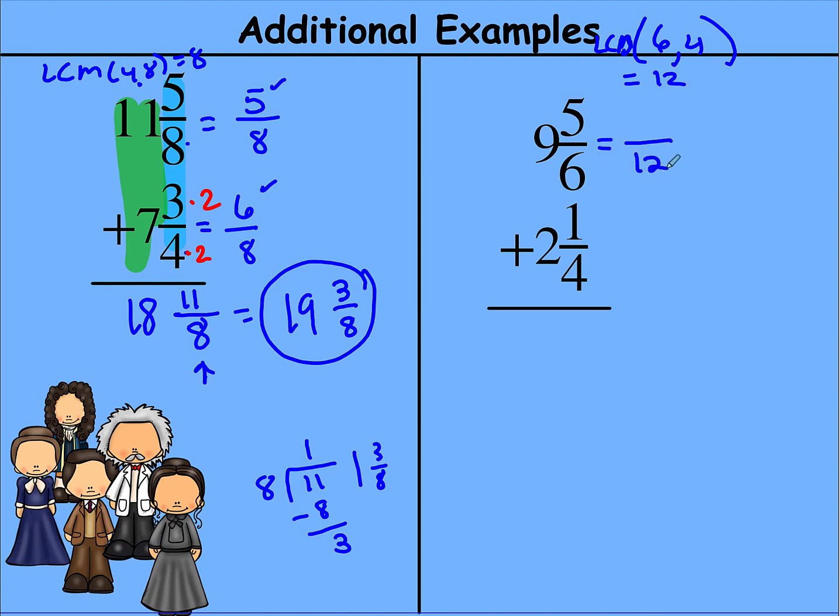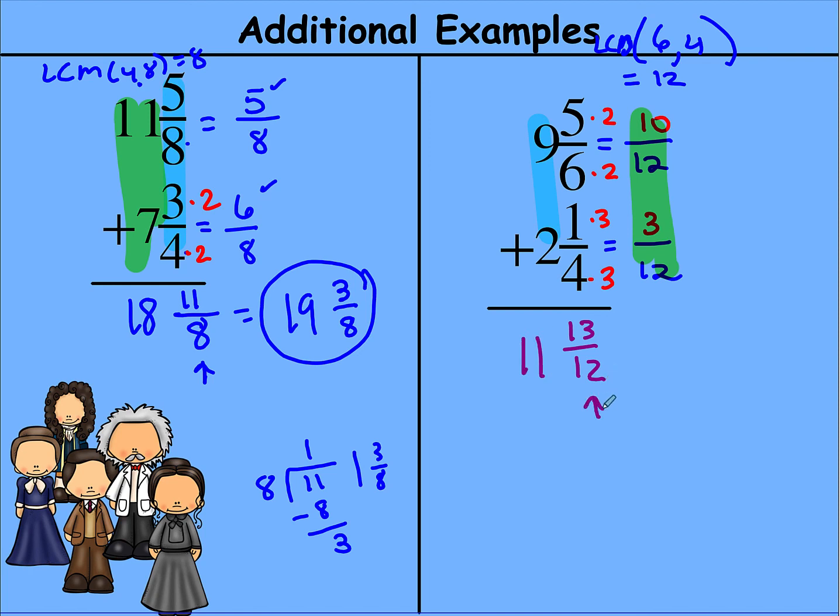So I want both to have a denominator of 12. I knew that 4 times 3 is 12, so I do 1 times 3, which gives me 3. Then I know 6 times 2 is 12, so I do 5 times 2, which is 10. Now we're ready to do our addition. I'm going to add the fractions, and add the whole numbers. So 10 twelfths plus 3 twelfths is going to give me 13 twelfths. 9 plus 2 is going to give me 11.